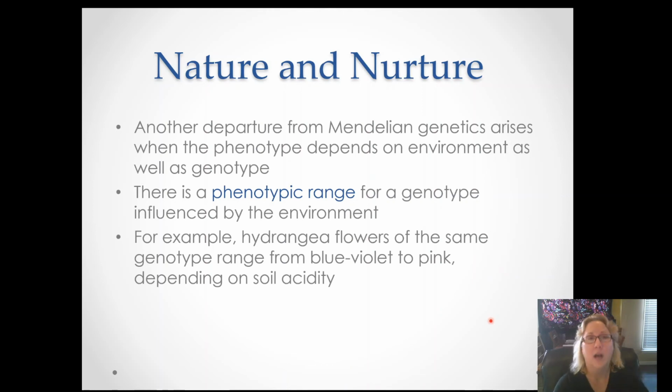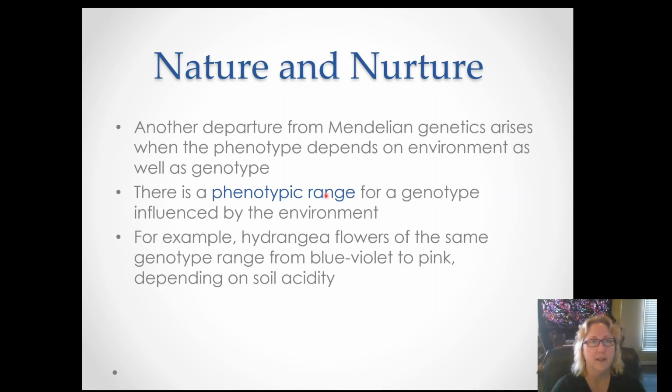So another way that traits don't behave like Mendelian traits is when the environment plays a part in how the phenotype is decided. So some things, there's very little of what we would call nurture or the environmental influence on a trait. Like, what is your eye color? Well, there is very little environmental influence on that. But other things like your height, there is a phenotypic range. For example, if you don't receive adequate food as a child, your height will be shorter than if you did receive adequate food as a child.